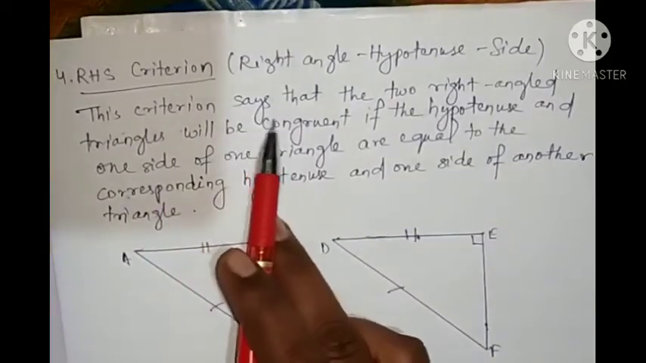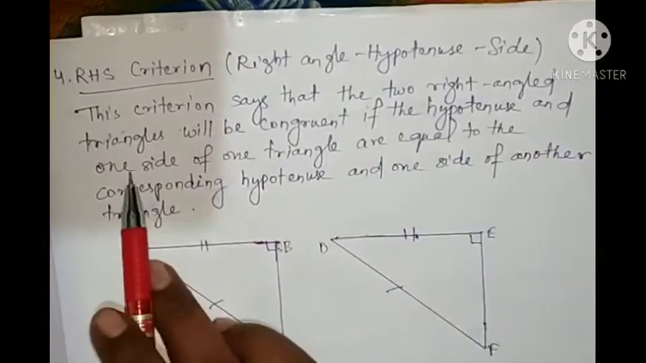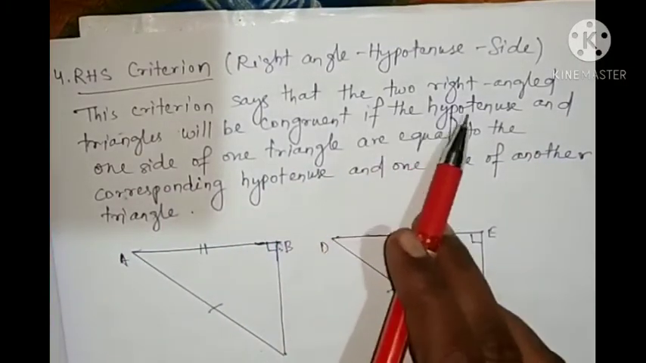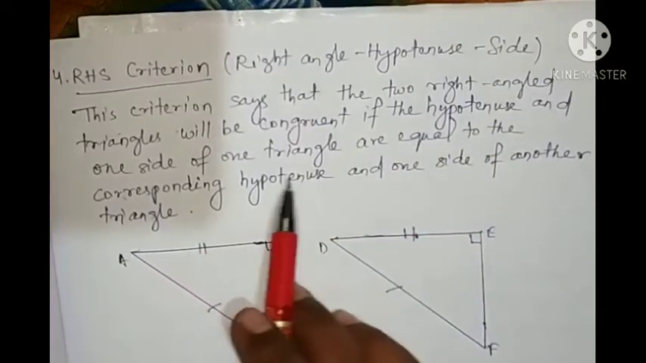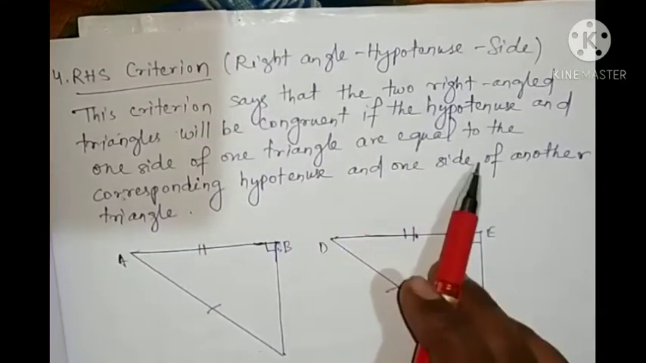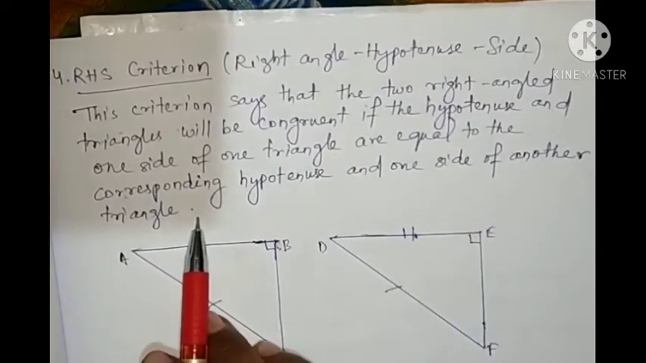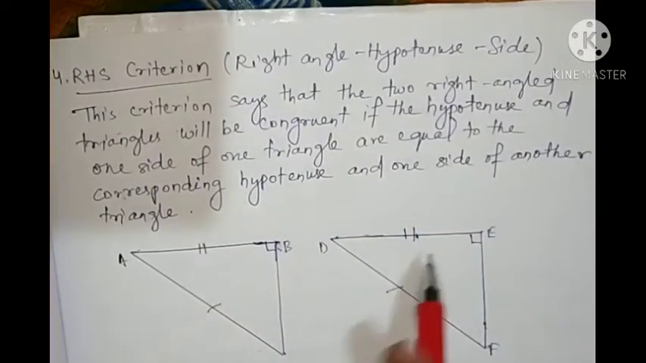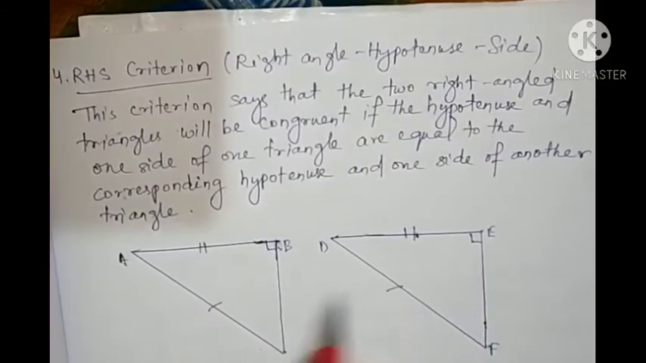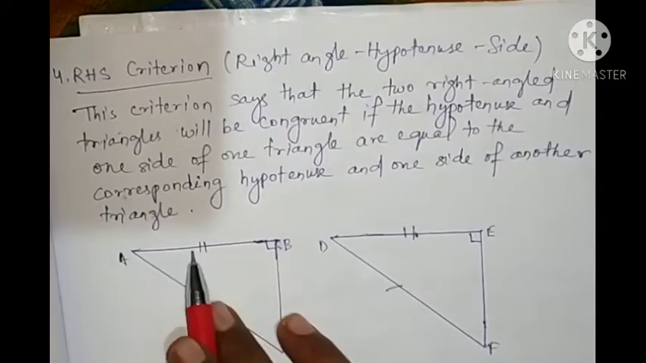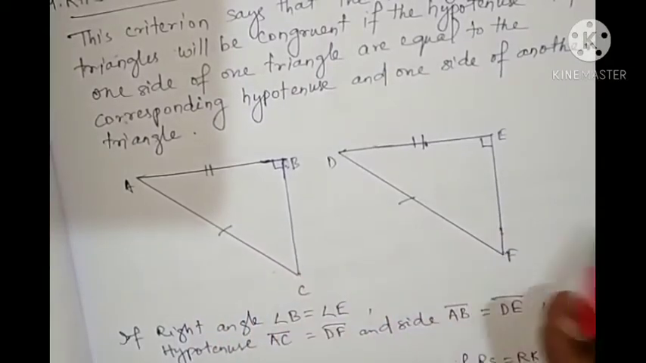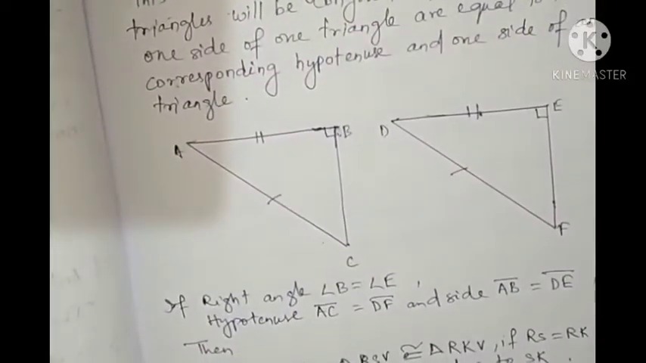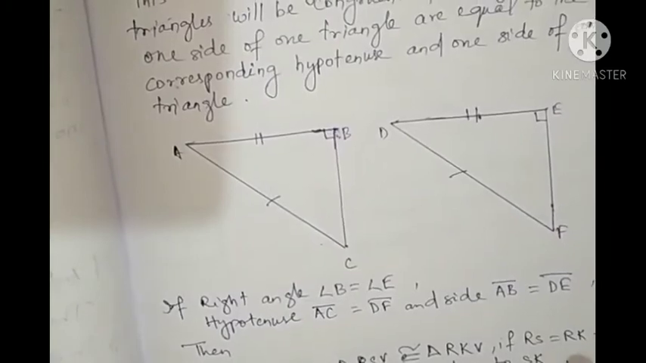So what is this criterion? This criterion says that two right angled triangles will be congruent if the hypotenuse and one side of one triangle are equal to the corresponding hypotenuse and one side of another triangle. Okay, so in two right angles, the corresponding hypotenuses should be equal and one side will be equal, any side, either this side or this side.